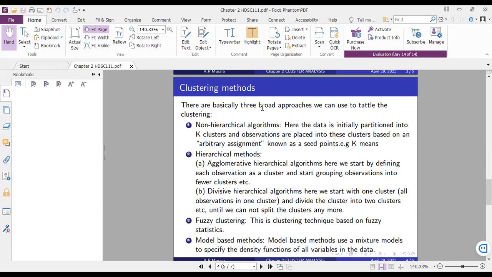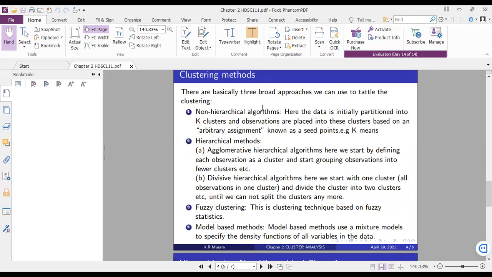We've got the fuzzy clustering. All right, this is another clustering technique based on fuzzy statistics. Mainly, this is related to probability. So how close a particular probability situation is, is how you can come up with that grouping. Then we've got the model-based method. Model-based methods use a mixture of models to specify distinct functions of all the variables in the data. Suppose you've got a normal distribution, a mixture of normal distributions brings out a model-based method.